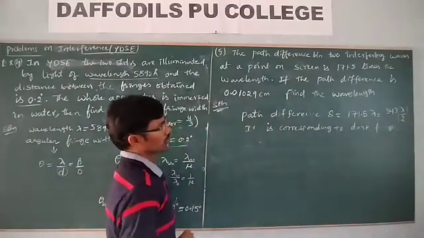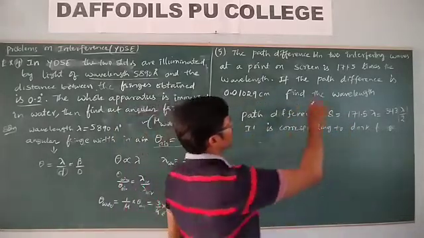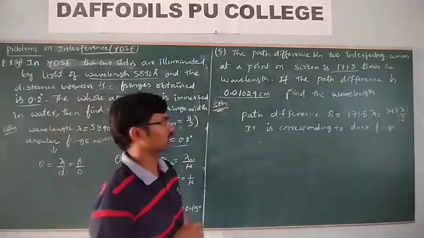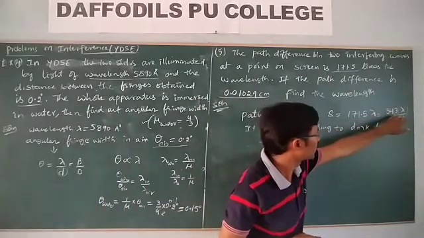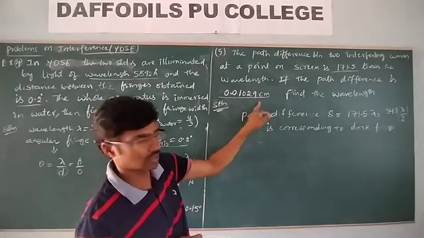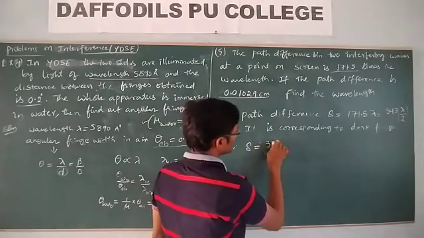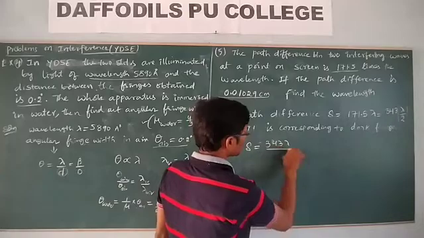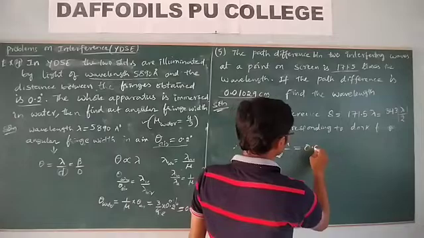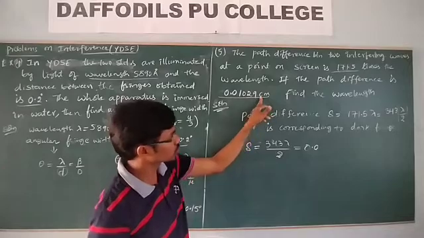But here, what is given? Path difference is given already. How much is it? 0.0109 centimeter. And this one, 343 into lambda by 2, that value is equal to 0.01029 centimeter. Therefore, delta is equal to 343 lambda by 2. From this one, what is given? That means we can write this in centimeter, 10 power minus 2.